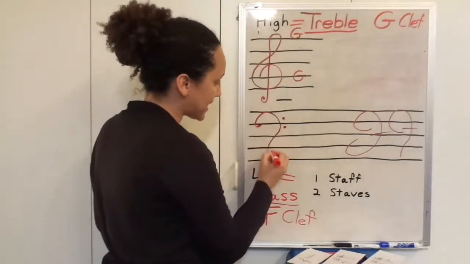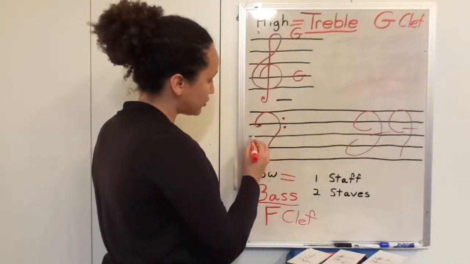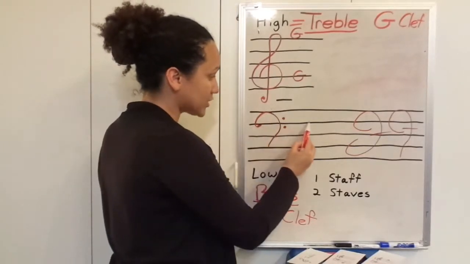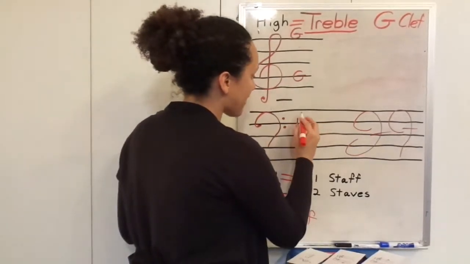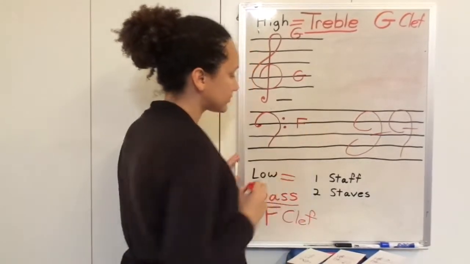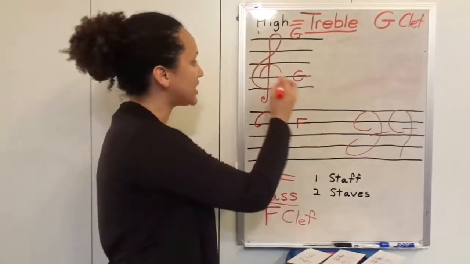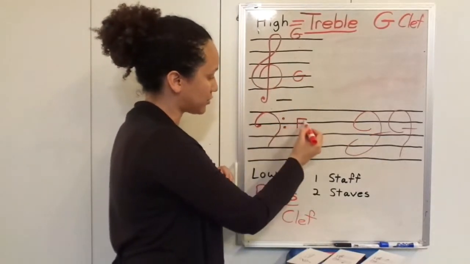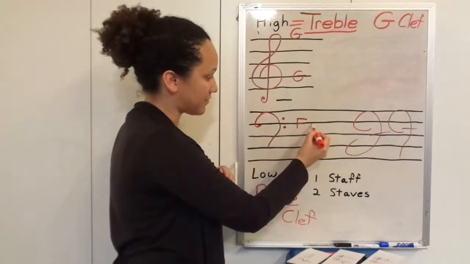Okay, so we have the bass clef here. 1, 2, 3, 4, 5. So this is our fourth line going across. So I'm going to put the F here. There we are. Our G clef with the G going through it, and our F clef with the F going through it. The dots are on either side of the F line.